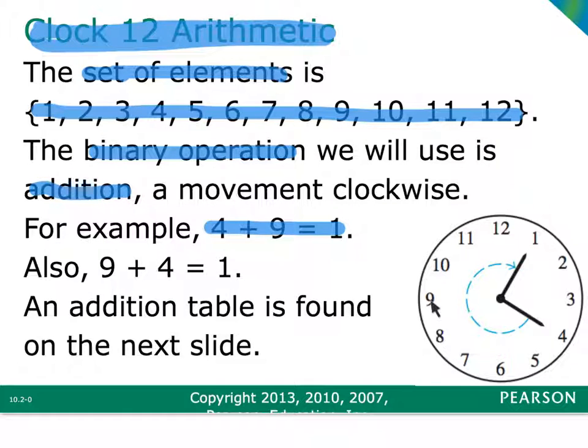And then we can say 9 plus 4 is also 1. Starting at 9, we go 1, 2, 3, 4, and we get to 1 o'clock. So we also say 9 plus 4 equals 1. And on the next slide, we'll look at a table of what we get when we do this.